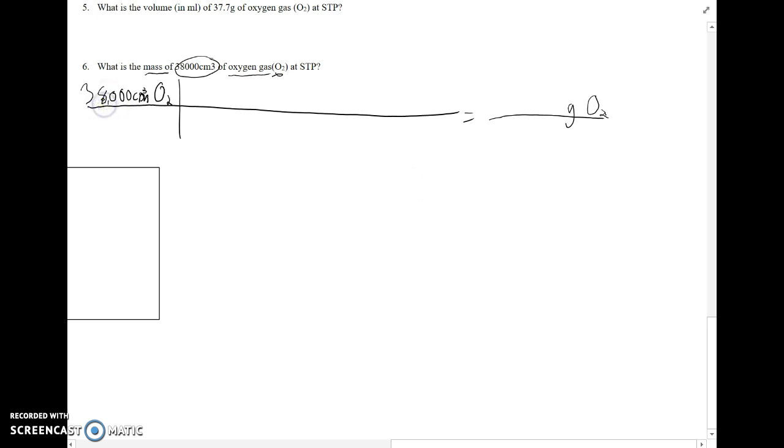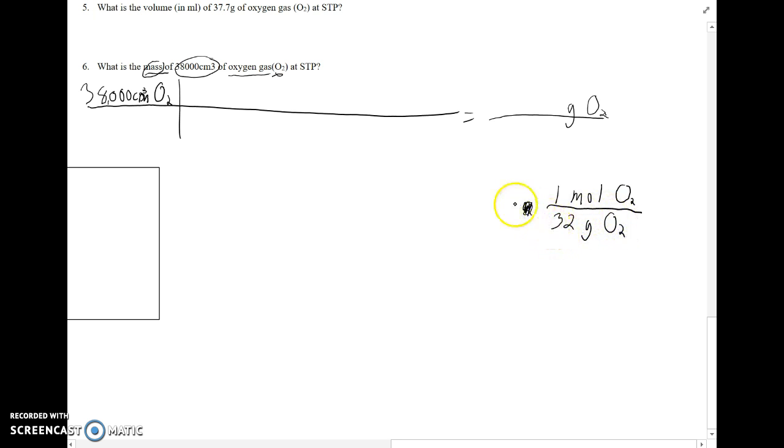All right, so next thing I want to do is take a look at my conversion factors and pick out what conversion factors I need. Again, I'm looking for keywords. So the first keyword I see here is mass. Mass tells me that I need the number 2 conversion factor, which is molar mass. So I'm going to go ahead and write out that molar mass conversion factor. I'll scribble that out just to avoid any confusion. 1 mole of oxygen gas is equal to 32 grams of oxygen gas.